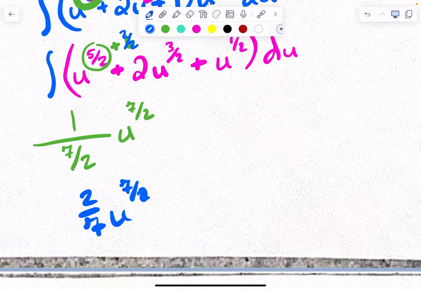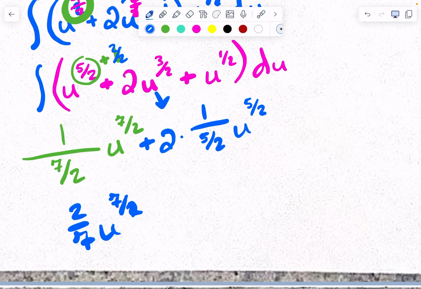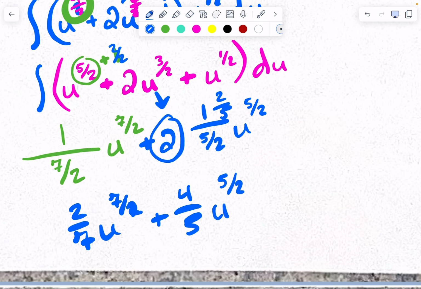We need to still keep going. Because this guy right here, 1 over 5/2, u to the 5/2, so 2/5. But hold on, you got this 2 here. Can we move the 2? So we got 2/5 times 2, which is 4/5 u to the 5/2. Plus 4. What just happened? I was doing so good.